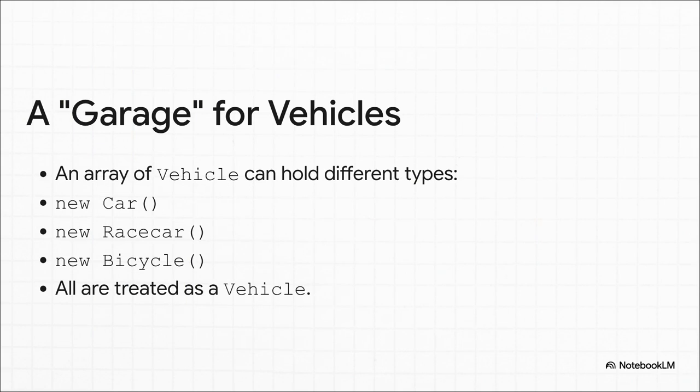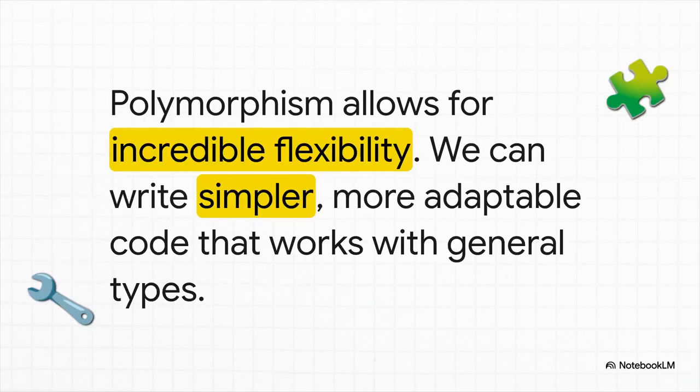Take a look at this, for example. Imagine you have a virtual garage that's designed to hold vehicle objects. Because of polymorphism, we can park a car, a race car, and a bicycle all right next to each other in the same list. The garage doesn't need to know the specifics, it just sees them all as vehicles. The payoff here is just immense. It's all about flexibility. We can write much simpler code that just operates on vehicles in general, without having to worry about the tiny details of each different type. This makes our programs far more adaptable and way easier to expand in the future.